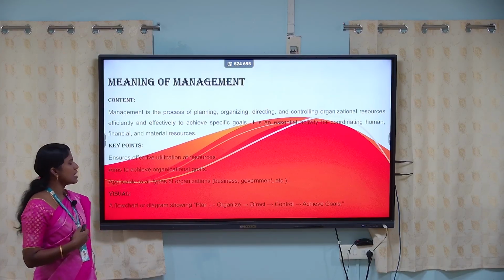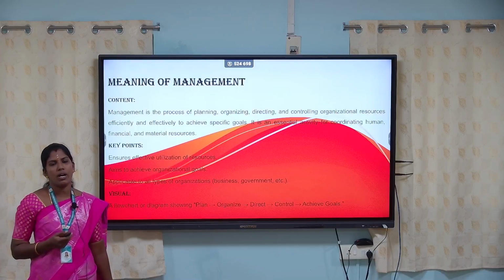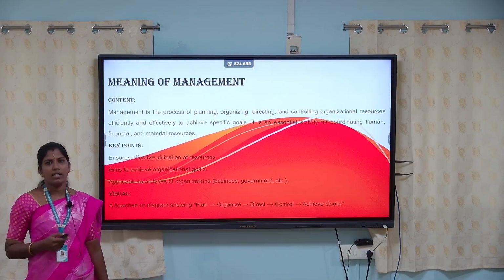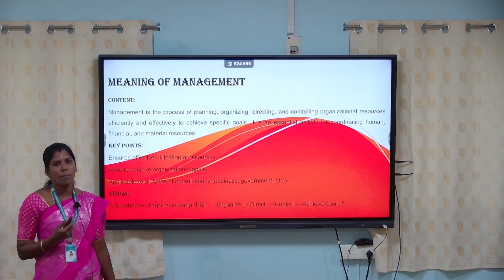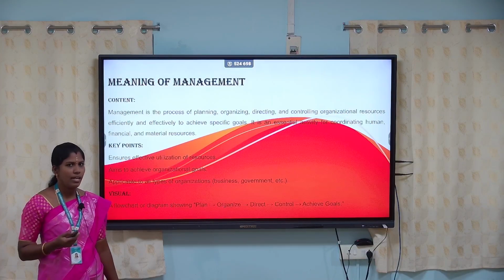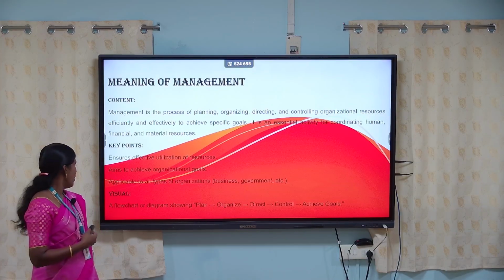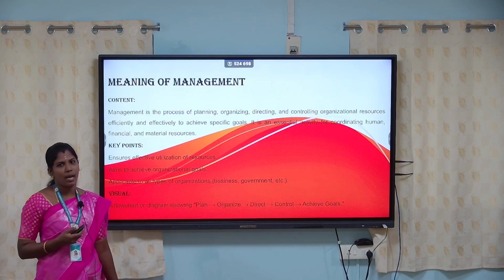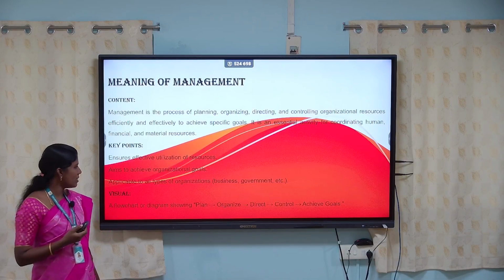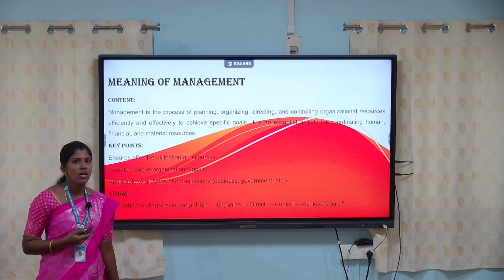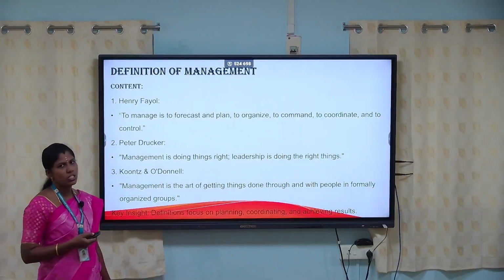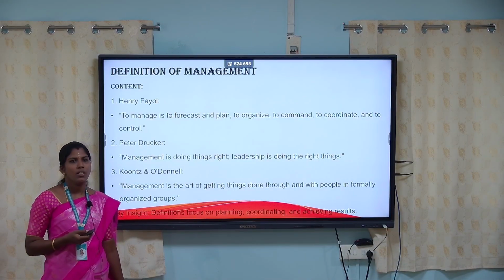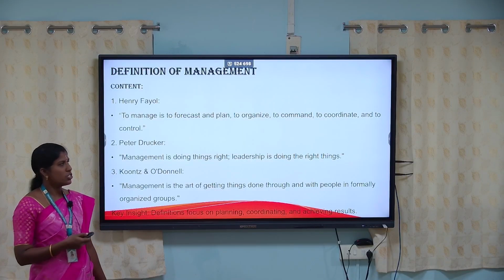Then the next one is applicable to all types of organizations. Business and government organizations. These management principles are applicable to business and government organizations. Then visualize the flowchart diagram: plan, then organize, then direct, control, then achieve the goals. The next slide is definition of management. We are given three definitions.